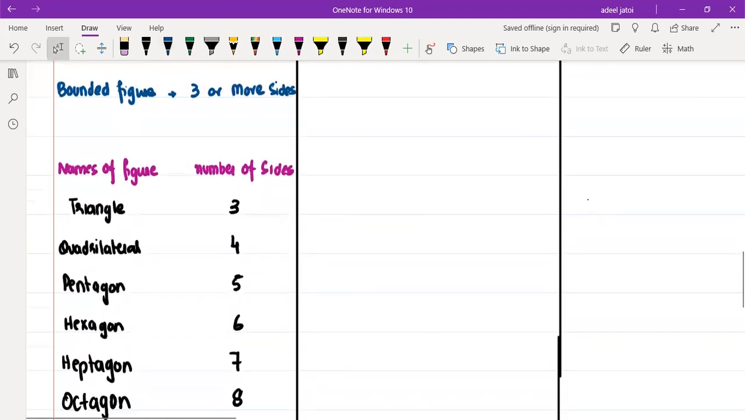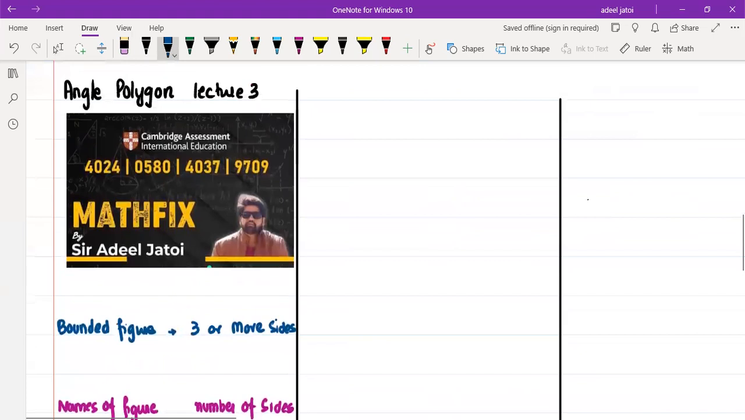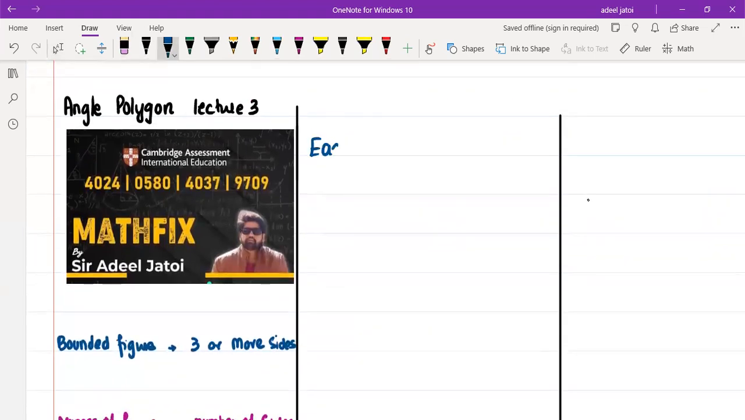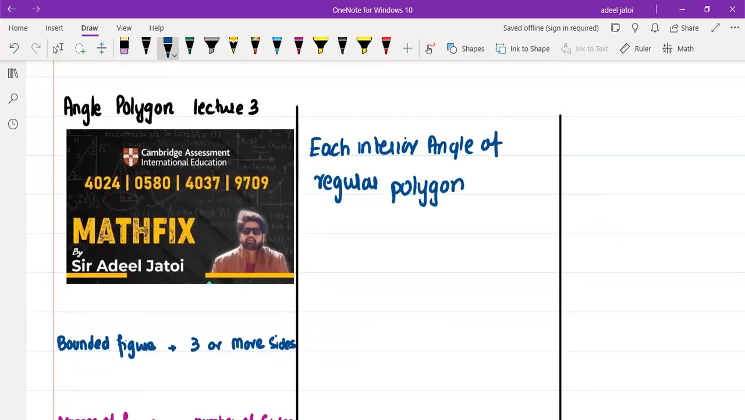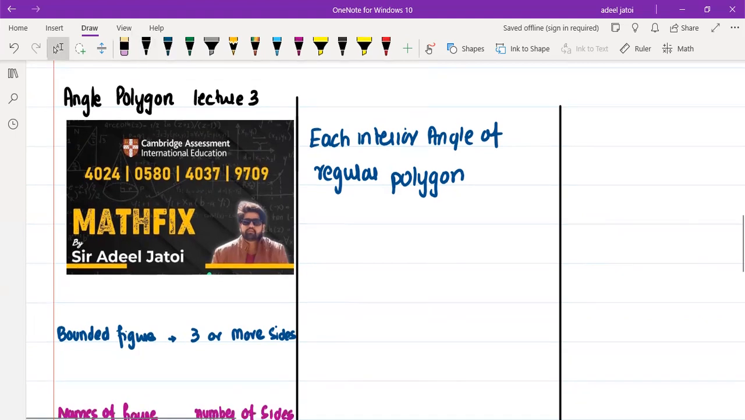Similarly, for each interior angle of a regular polygon, please note I've just stated regular polygon. What does regular polygon mean? That means all the angles are the same in that particular polygon. So for a regular polygon, for each angle, you write down the formula of total divided by n.